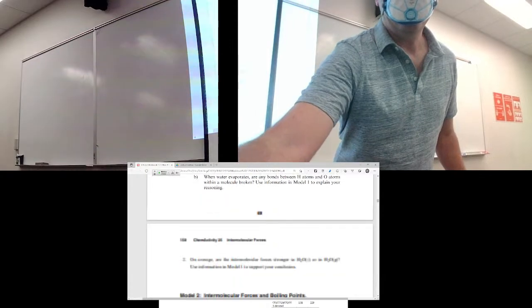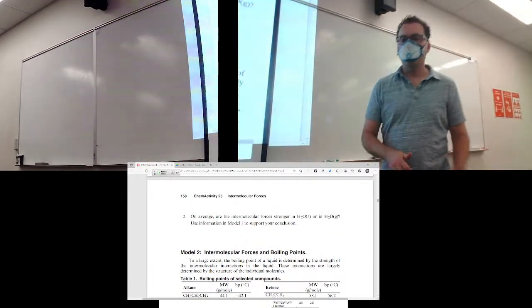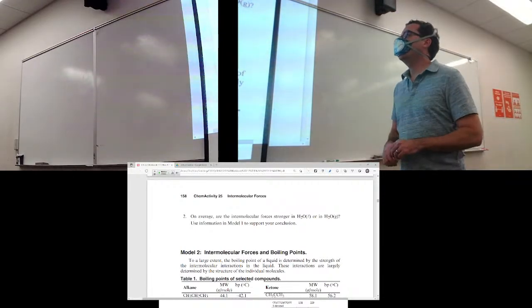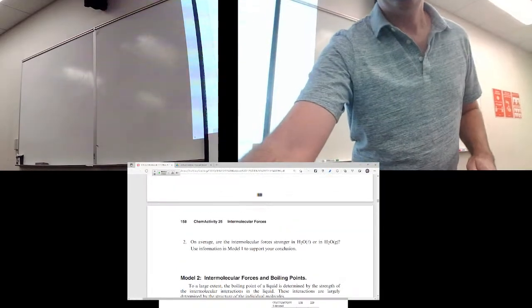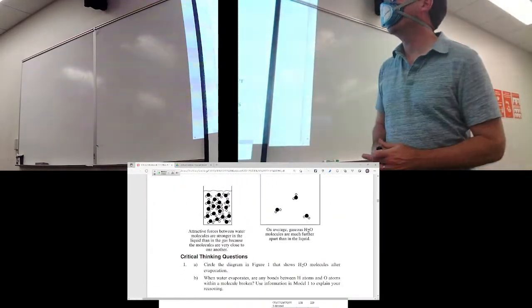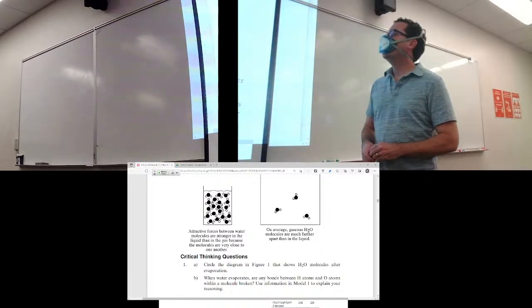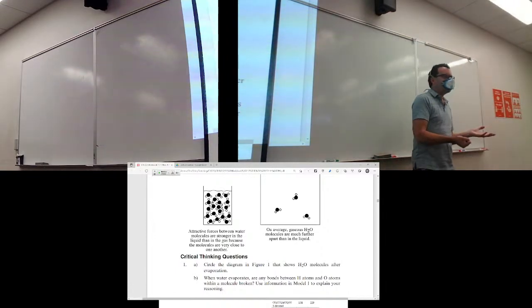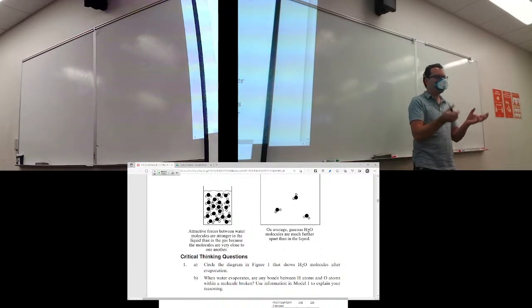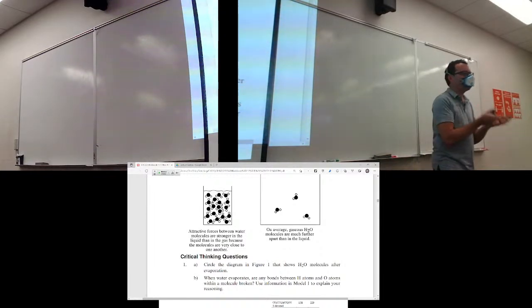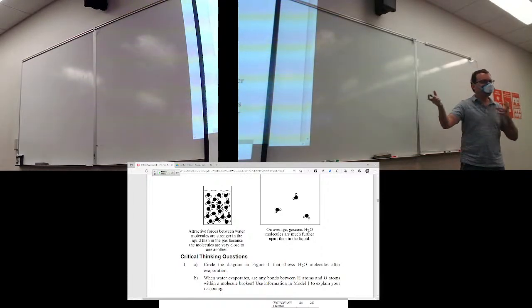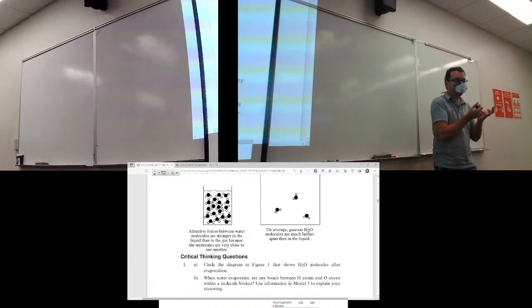So, on average, are the intermolecular forces stronger in H2O liquid or H2O gas? I do not like this question because they imply, and they actually say so, that the attractive forces are stronger in the liquid than the gas because the molecules are very close to one another. Yes, the closer something is, according to Coulomb's law, the more attraction there is. That's true. But there's no difference between liquid and gas in terms of how attracted they could be.